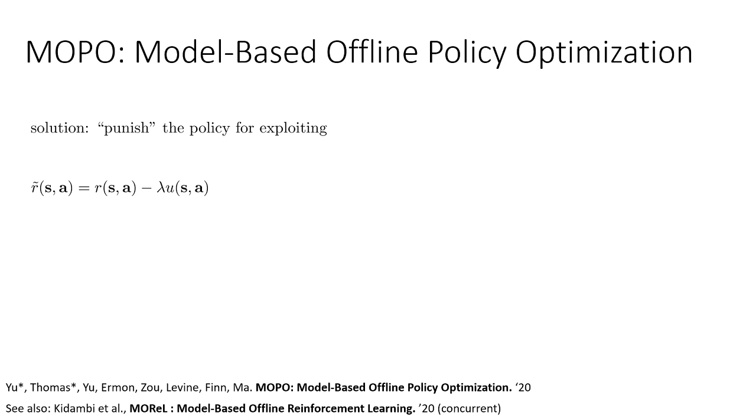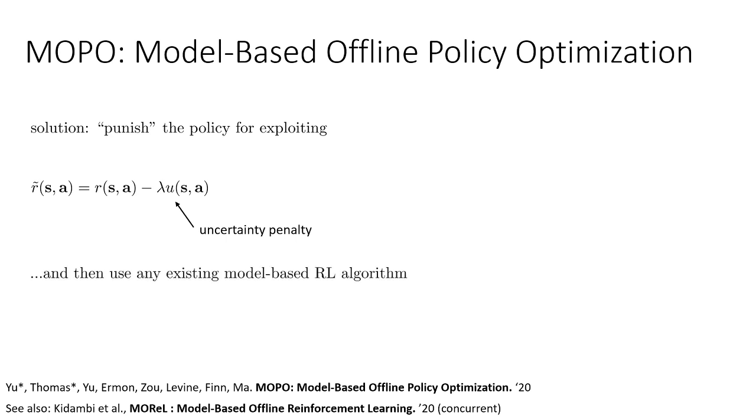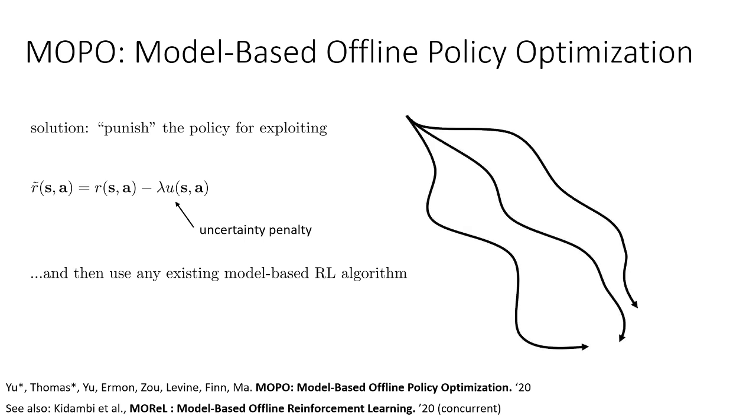So one way that we can change it is to have the reward function assign a little penalty, which I'm denoting here with the letter U, for going into states where the model might be incorrect. So U is essentially an uncertainty penalty, and all we're going to do is add this uncertainty penalty and then use any existing model-based RL algorithm. I'll explain the particular choice of uncertainty penalty that we can use in a second, but first I want to describe the intuition behind what this is going to do.